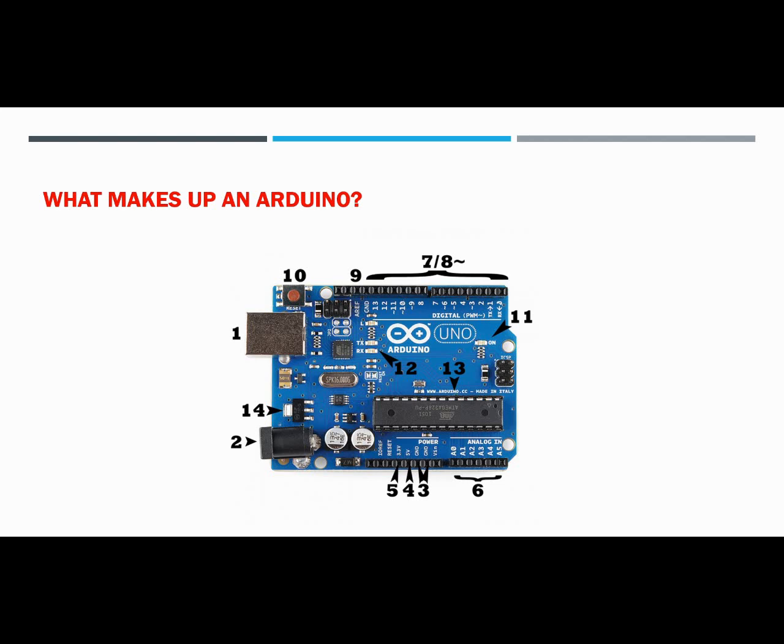TX and RX LEDs. TX is short for transmit, RX is short for receive. These markings appear quite a bit in electronics to indicate the pins responsible for serial communication. Main IC. The black thing with all the metal legs is an IC, or integrated circuit. Think of it as the brains of your Arduino.